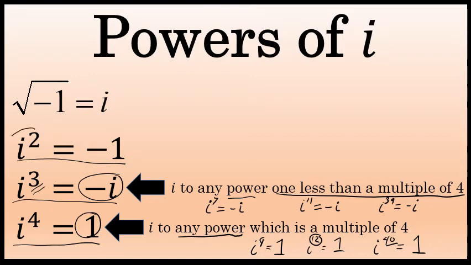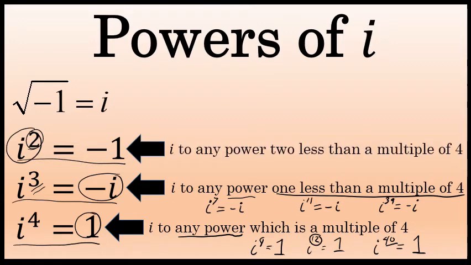This pattern continues. i to the second equals -1. 2 is 2 less than a multiple of 4. And you know what? i to any power that is 2 less than a multiple of 4 also simplifies to -1. So i to the 8th was 1, because 8 is a multiple of 4. 2 less than that multiple of 4 would be i to the 6th. That simplifies to -1. Another multiple of 4 is 12. If I take i to 2 less than 12, 10, that simplifies to the real number -1.